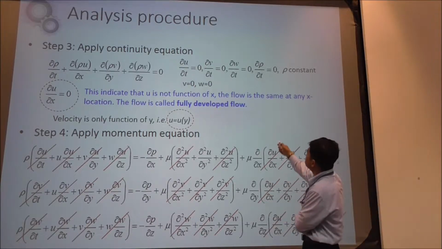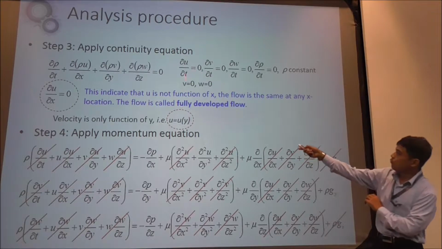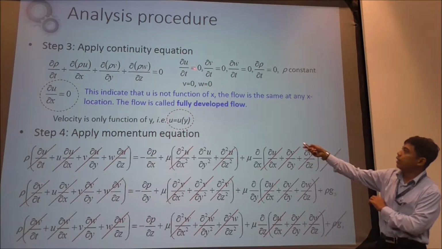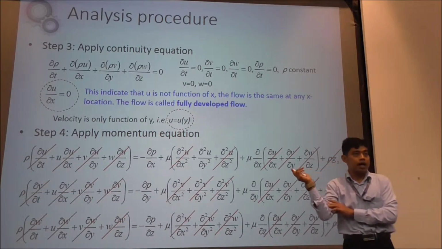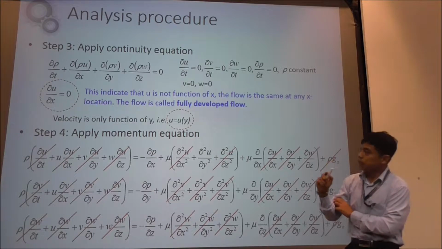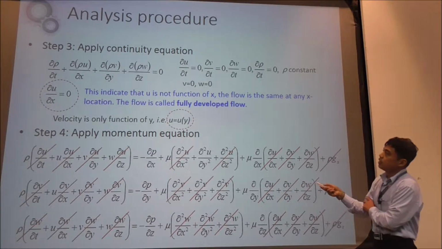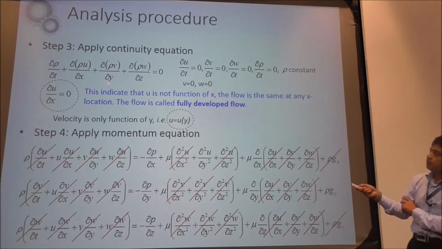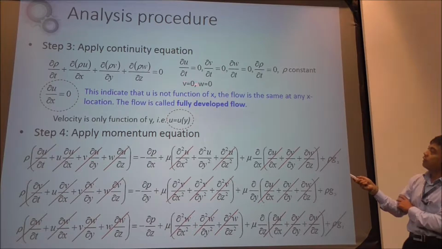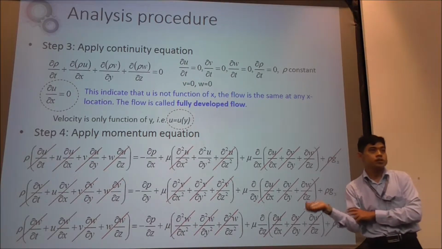In this case, you know that the flow is only in one direction, so v and w are 0. It is steady, so everything with regards to time becomes 0. And it is incompressible, which means rho is constant, so you can take it out. Since du/dx plus dv/dy plus dw/dz is equal to 0, and v and w are 0, you have du/dx equal to 0.